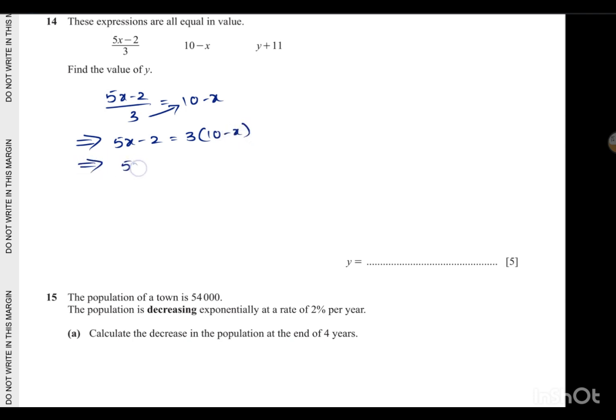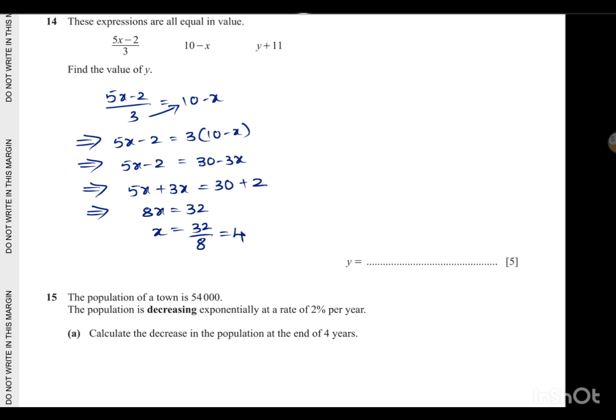Open the bracket on the right hand side: 30 minus 3x. Bring the like terms to the left hand side and constants to the right hand side. So minus 3x becomes plus 3x, and minus 2 becomes plus 2 on the right hand side. You get 8x is equal to 32. So x is equal to 32 divided by 8, which is 4. We got the value of x.